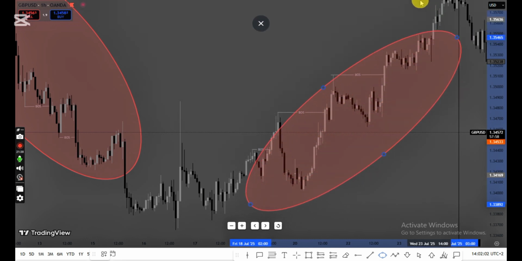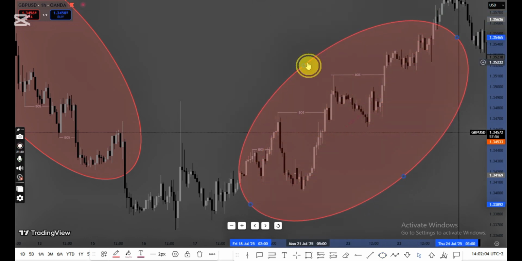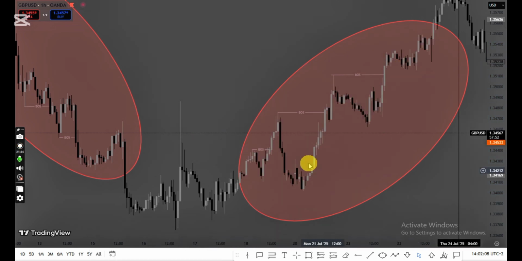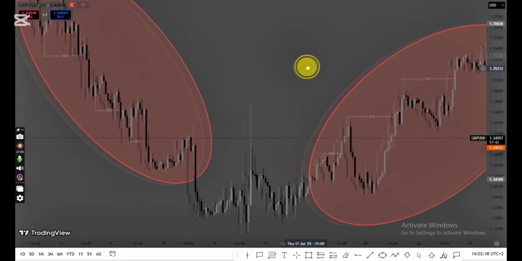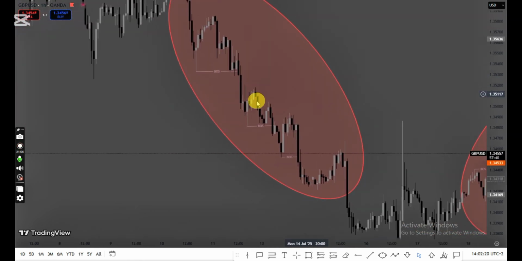So price will make higher highs and higher lows, showing us that sellers are exhausted and buyers have taken the steering wheel. Now they're driving price to new highs, or to the upside, right?